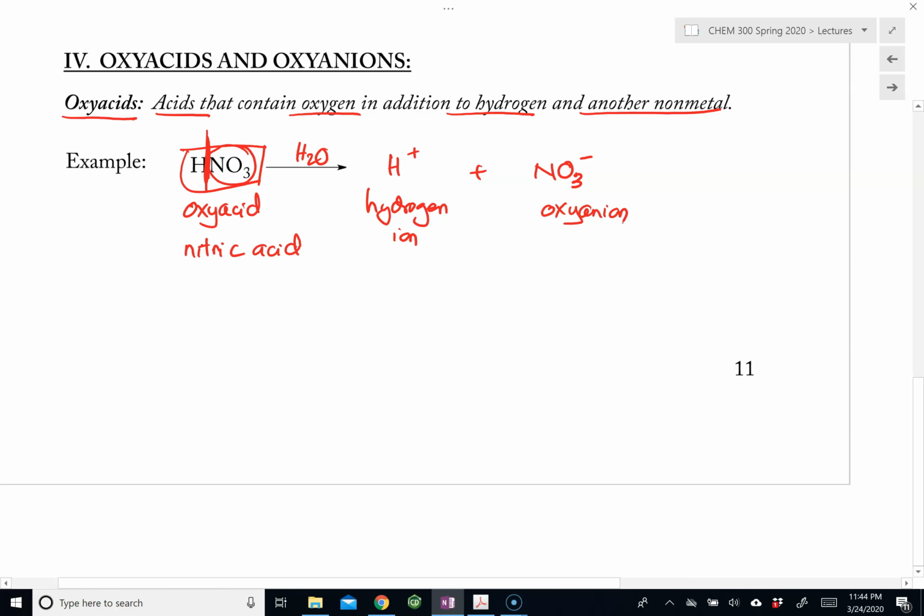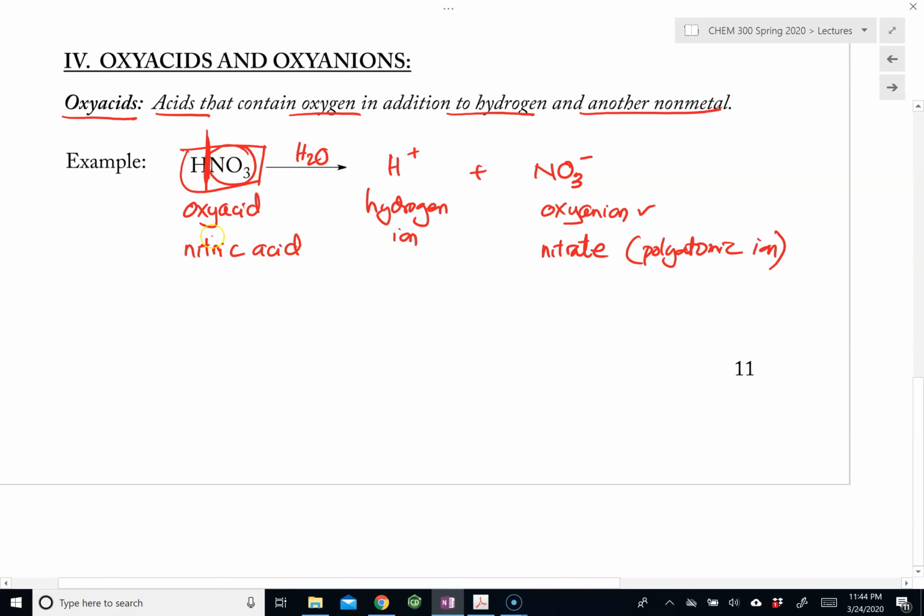When an oxy acid gives up the proton, the remaining part of it is then referred to as an oxy anion. And in this case, the name of this oxy anion is nitrate. And nitrate is a polyatomic ion because it consists of 4 atoms in it, 1 nitrogen and 3 oxygen. And that is actually how we would name the oxy anion.